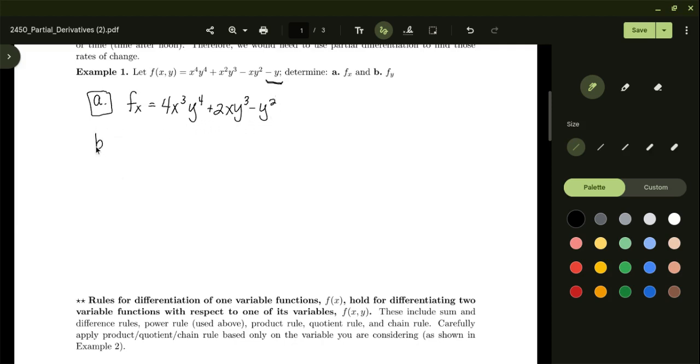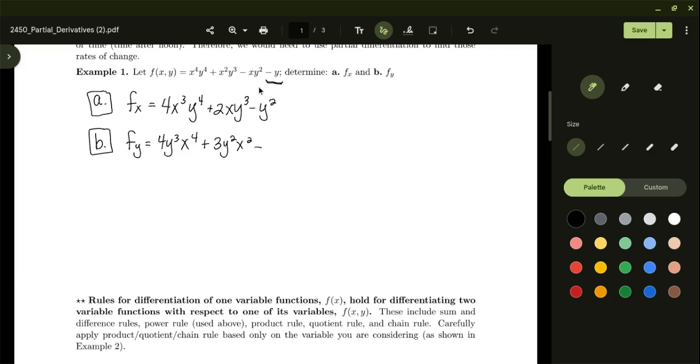So then part B, we're looking for the partial derivative of f with respect to y. Now we're going to do the same thing, except now x is going to be our constant and the derivative is always going to be taken with respect to y. So it's very similar. For our first term, the derivative of that y term is 4y cubed, still times this x to the fourth power. Next term has a derivative of 3y squared, again still times that x squared.